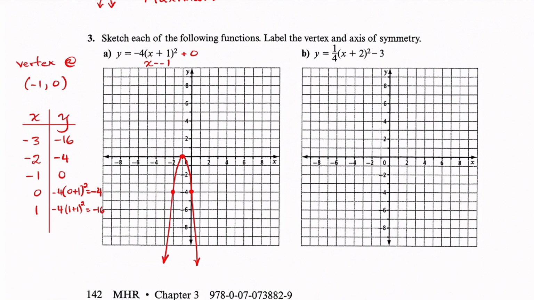Okay, so we got the graph, but we had to label the vertex and the axis of symmetry. So let's just put those on there. So right there, we said that was our vertex. So our vertex was -1 and 0. And then the axis of symmetry actually just goes straight through the vertex. Okay, and it's always drawn as a dashed line. And then put arrows on the end to show it just keeps going up and down.